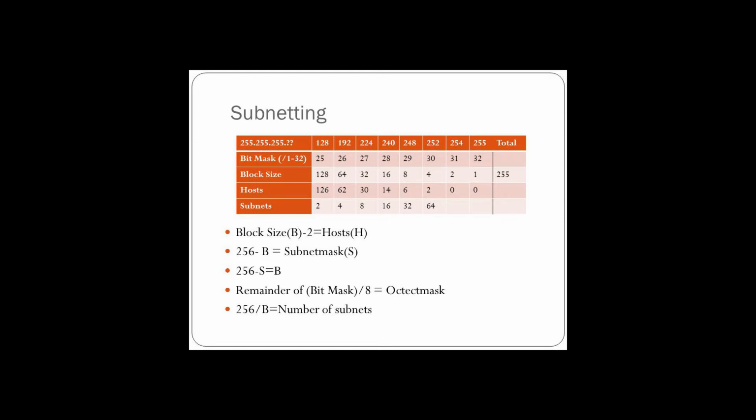Below the amount of hosts row is the amount of subnets available when that mask value is applied. Take notice of how you can multiply the block size by the amount of subnets available, and it will equal 256.